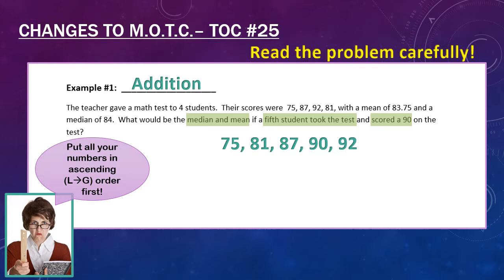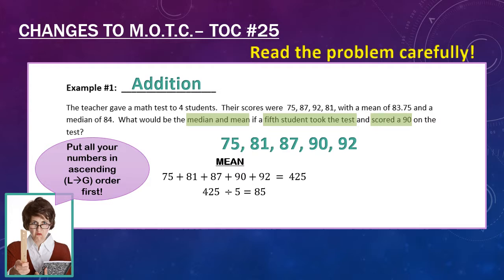Okay, they've given me the old mean and they've given me the old median. Will they always do that? No. Sometimes you're going to have to find the old mean and median first and then find the new mean and median. That's okay. So now that I have that information, let's find the new mean. Add up all your scores, 75 plus 81 plus 87 plus 90 plus 92 gives me a total of 425. I now have 5 scores, so I'm going to divide that by 5. I get a new mean of 85.